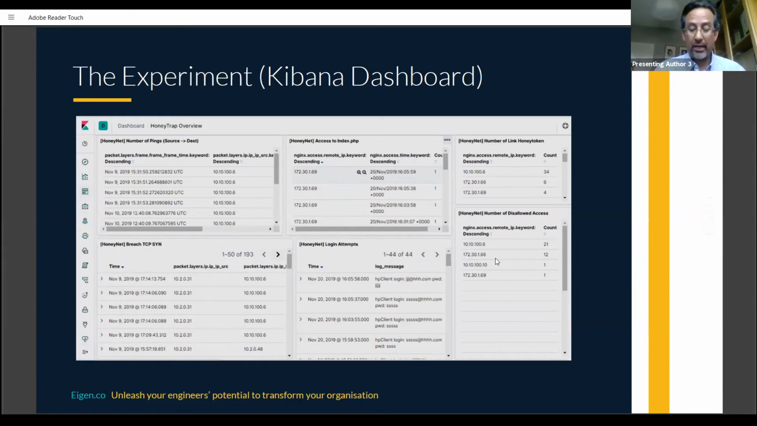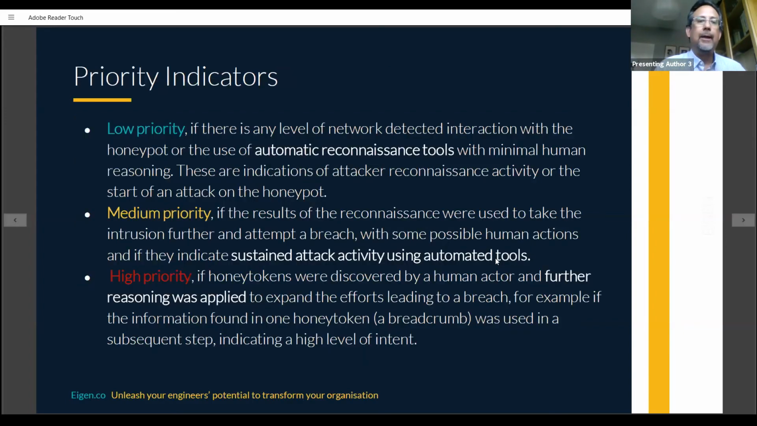Obviously, in an industrial setup, there would be alerts configured to the SOC. It's not practical to look at a screen. So we classified observations in 3 priority categories.